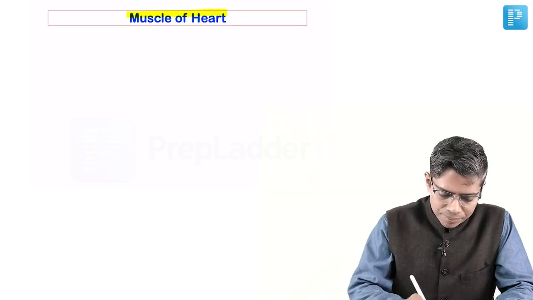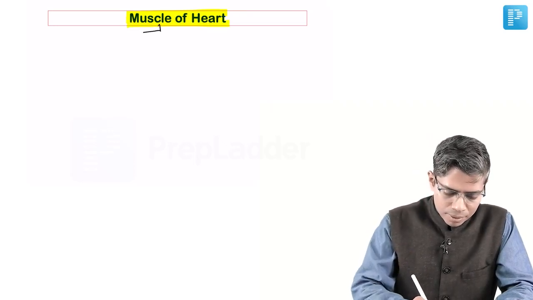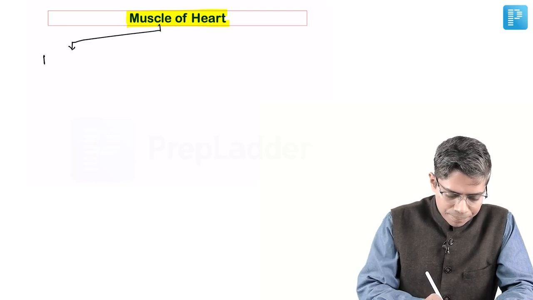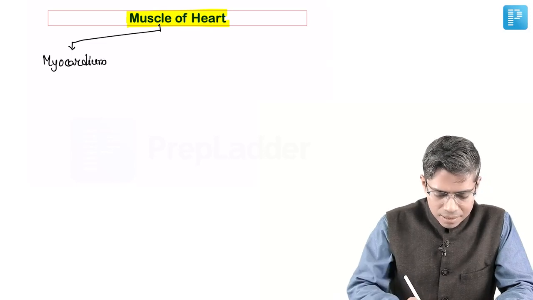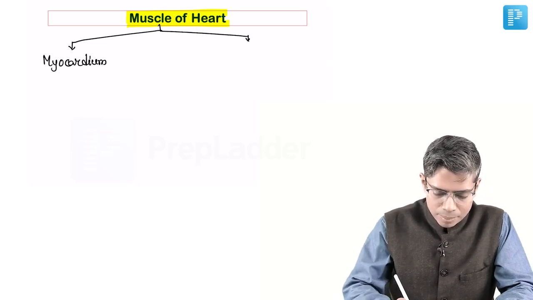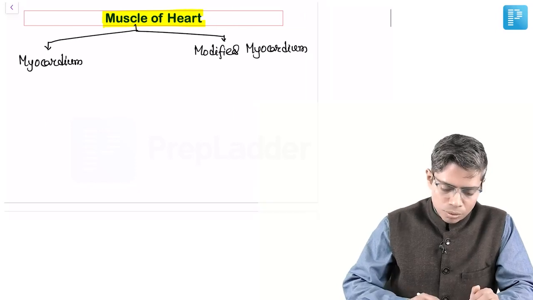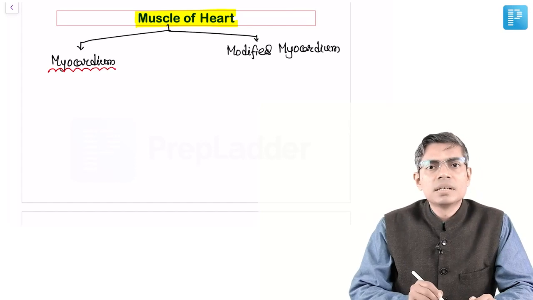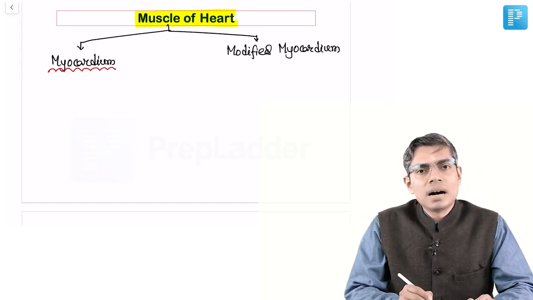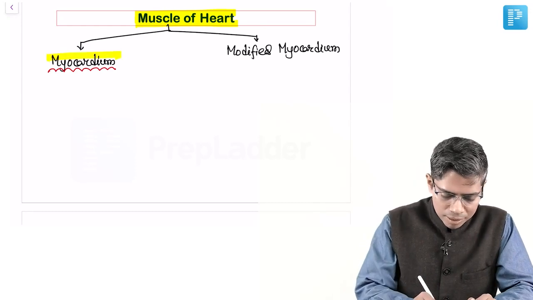Muscles of the heart are mainly of two types. Number one, myocardium. So I'm writing here myocardium, and second is modified myocardium. So normal myocardium, we all know that this is the muscle which is present within the atrium and ventricle, and they are contractile in nature. So contractile tissue is the normal myocardium.